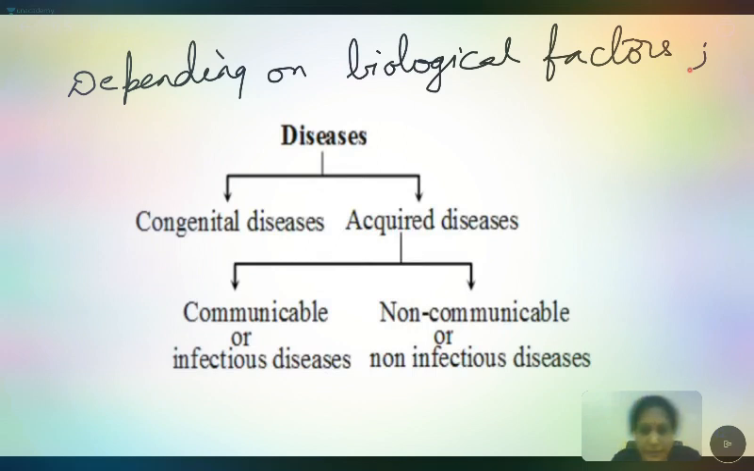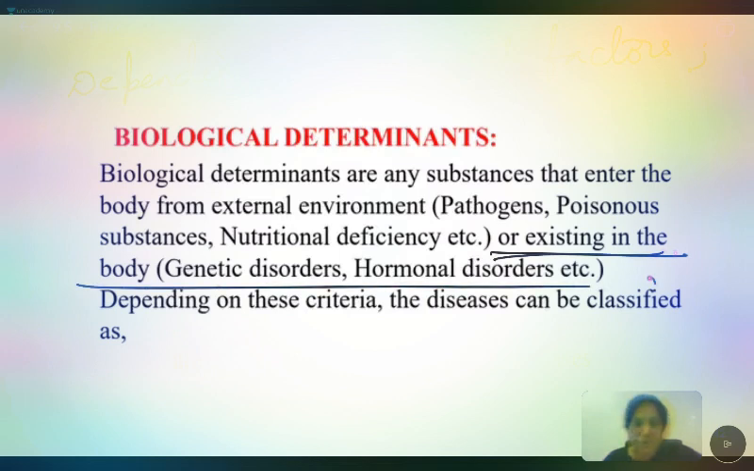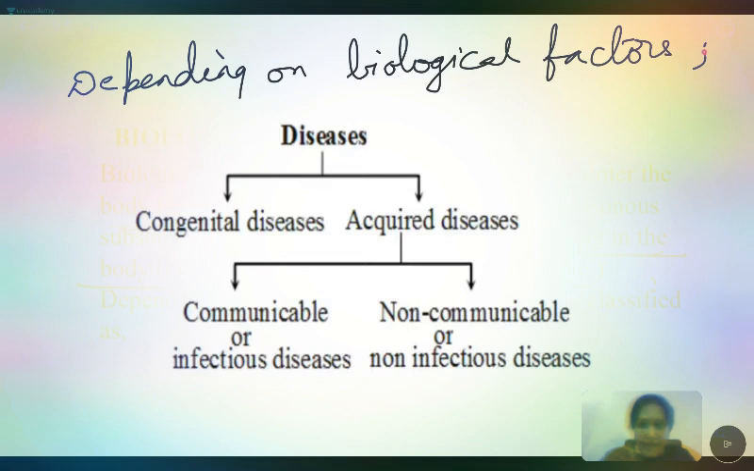Then congenital diseases, which we have by birth, existing in our body. Is it clear? The second one is coming from the outside, from the external environment: acquired. We are getting it. Is it clear? From inside, and coming from outside, acquired.